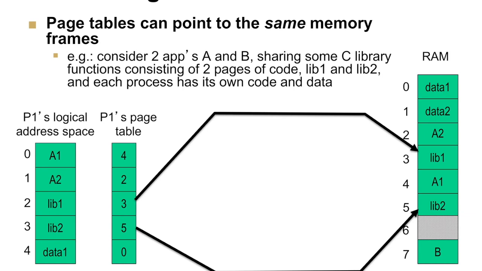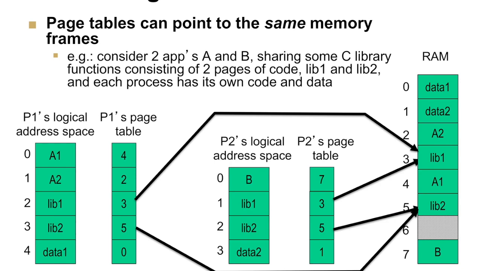So in our page table, we're going to point that page 2 is actually some physical frame, and page 3 is another physical frame. Now comes along process 2, and process 2 wants to use that same library code. Well, we can have the page table point to exactly those same frames. So in this case, library 1 page for P2 is pointing to the same frame as another process. And now we have 2 processes that are sharing that actual frame.